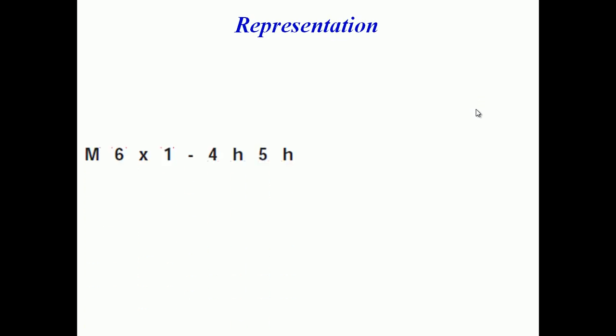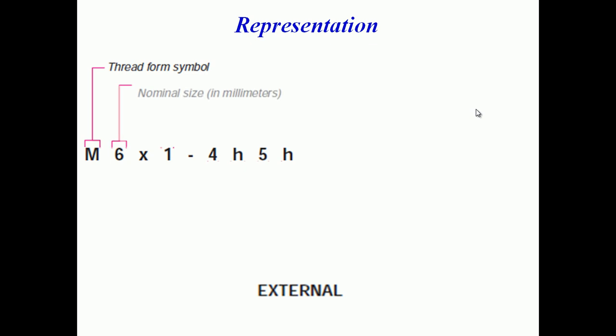So next representation. If you see this, it's similar to the previous one, M6 cross 1 hyphen 4h5h. So instead of the uppercase letter, there is a lowercase letter h. So it's an external one. Again, M is the thread form symbol. 6 is the nominal size in millimeters, good. And 1, you know very well, is the pitch in millimeters.